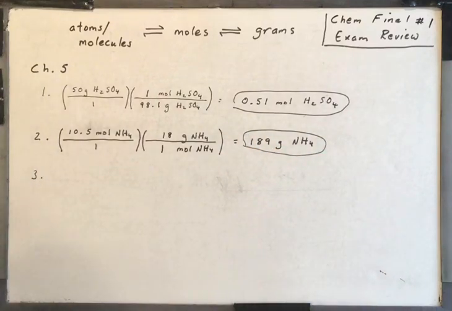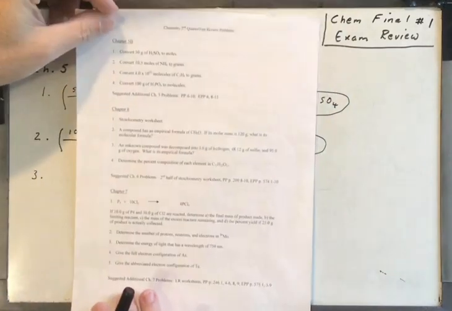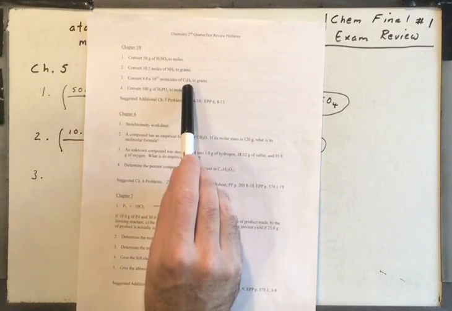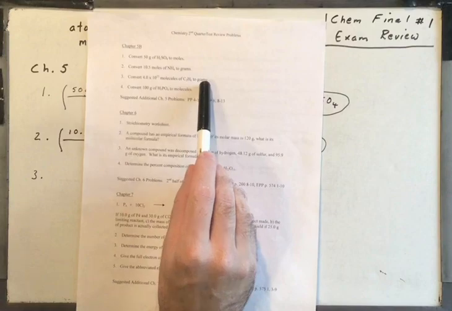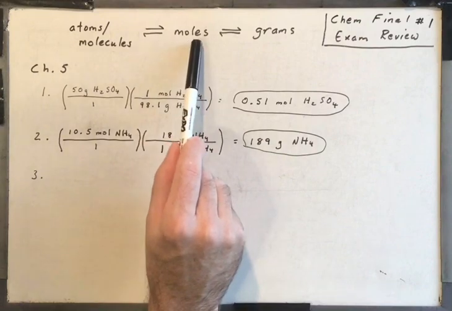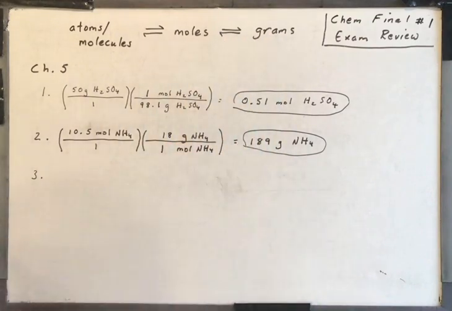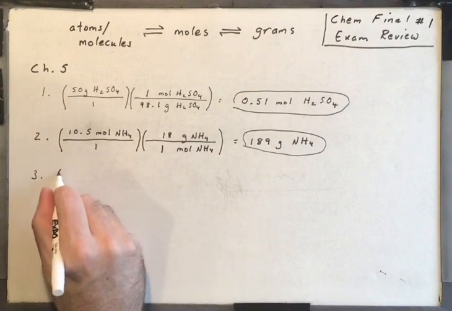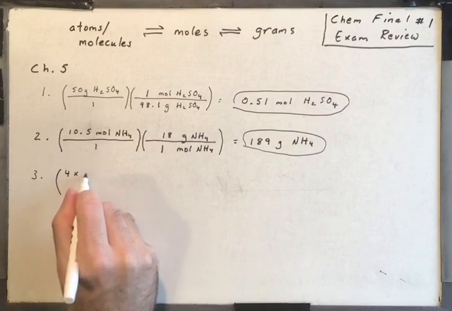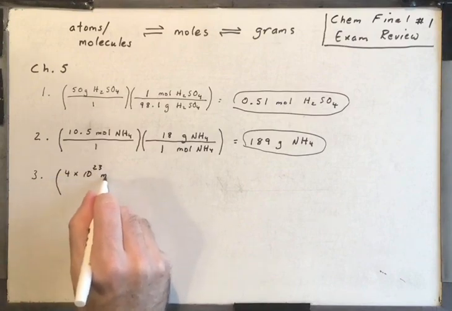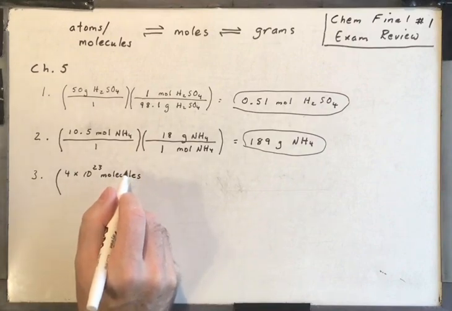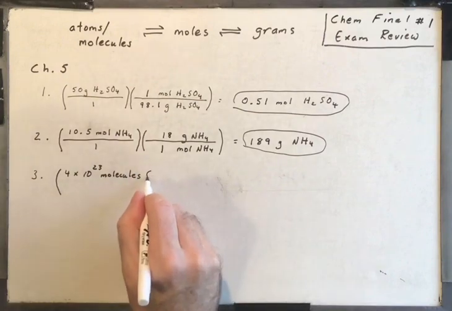All right, number 3. Number 3 says convert 4 times 10 to the 23rd molecules of C2H6 to grams. This time we're starting way over here at molecules. We have to go through moles and then get to grams, so this is going to be 3 sets of parentheses. So we have 4 times 10 to the 23rd molecules of C2H6.